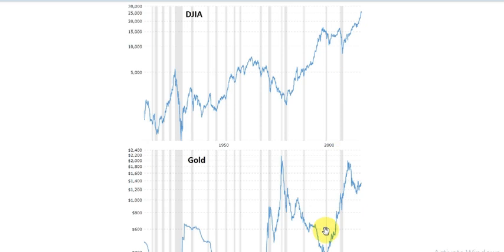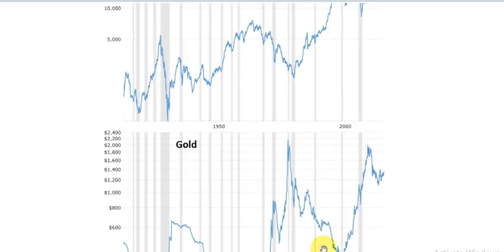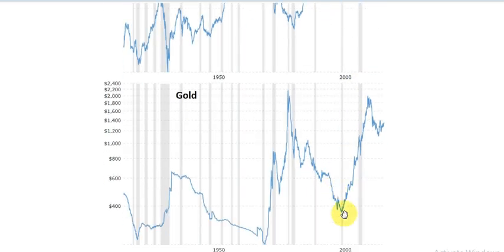And what happened to gold? Well, again, with a little bit of a lag, gold price actually went from, well, nearly 400 to 1900. That's, again, gold price quadrupled. It increased by a factor of 4.